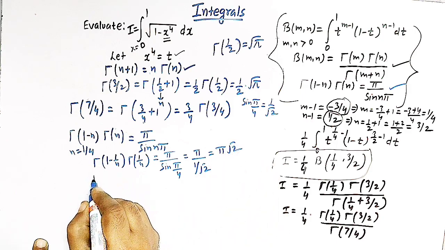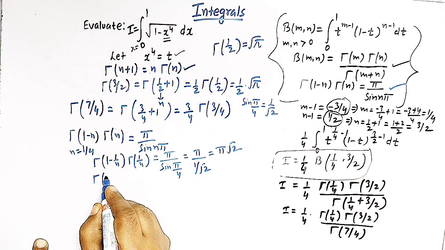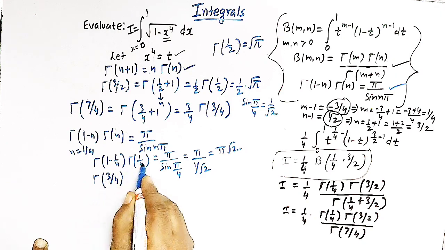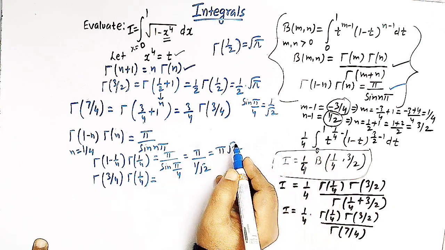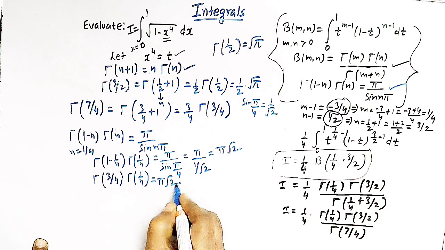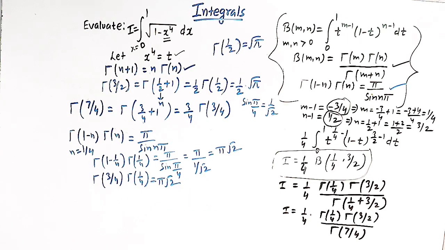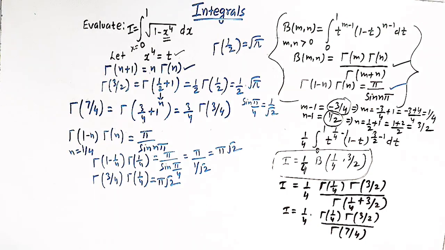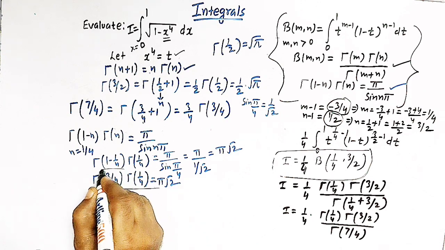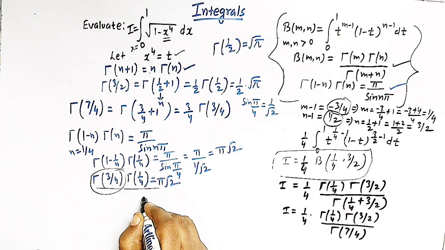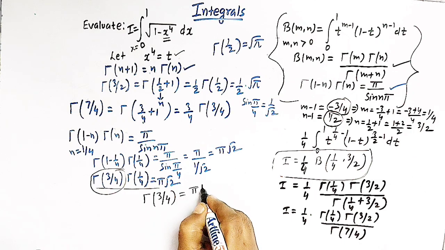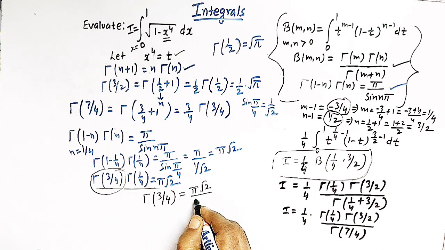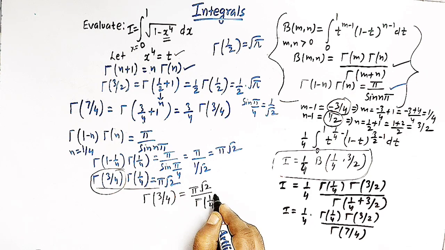So now here we have gamma 1 minus 1 by 4. So this is gamma 3 by 4. And here we have gamma 1 over 4. And in the right hand side, we have pi times square root of 2. So now from this relation, we can write the value of gamma 3 by 4. So gamma 3 by 4 is equal to pi root 2 divided by gamma 1 over 4.